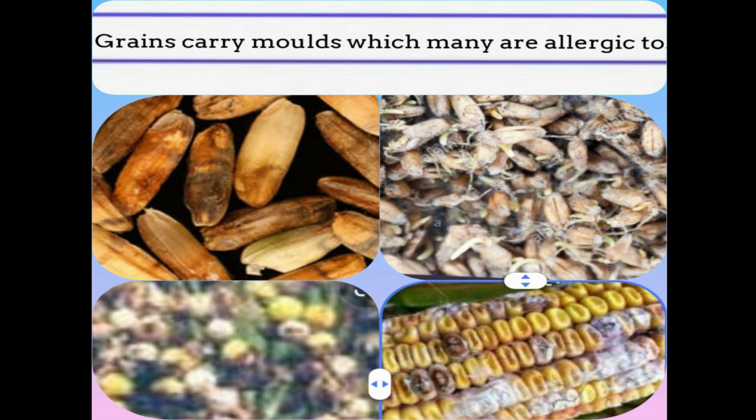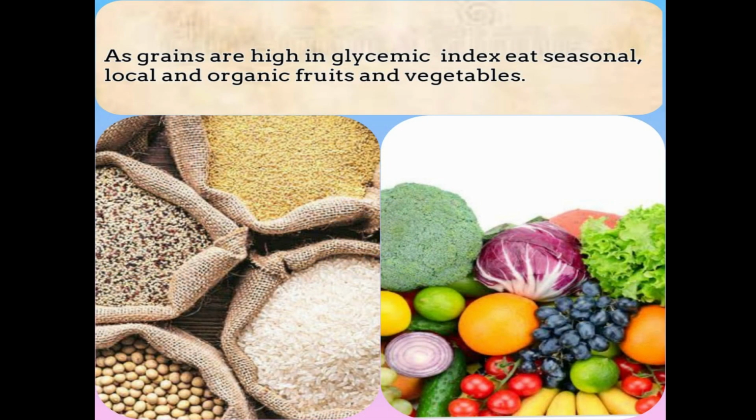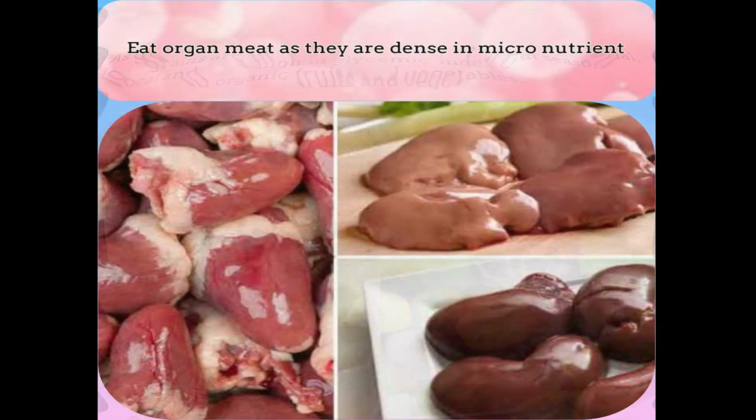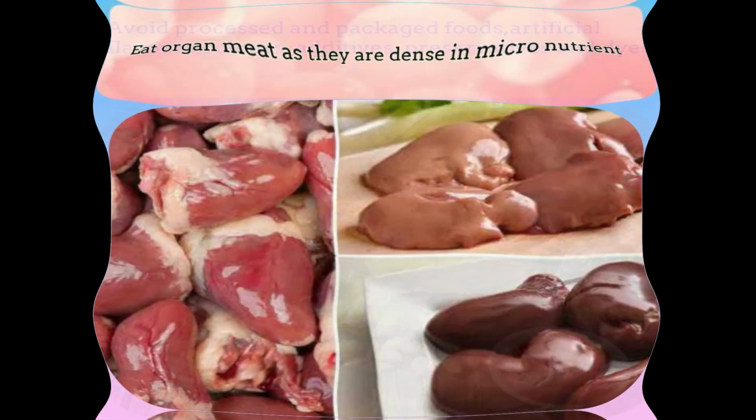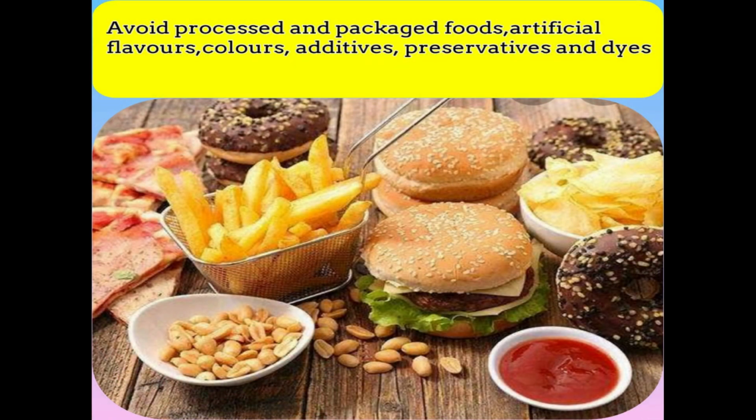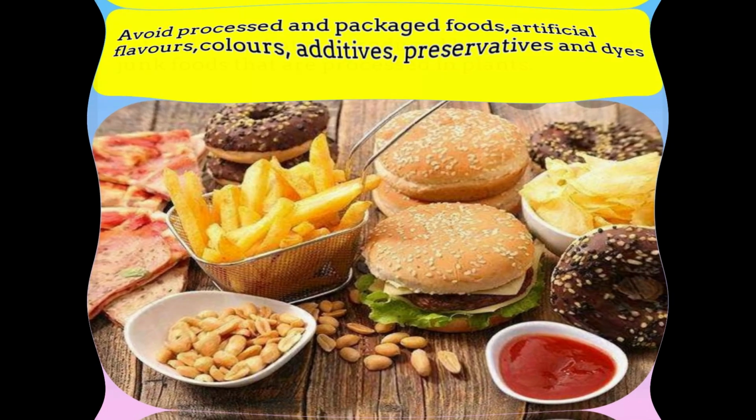One of the main things found in grains is mold. The way the grain is farmed and stored, mold tends to grow, and many are allergic to mold. Instead of grains, which are high in glycemic index, it is beneficial if we eat a variety of vegetables and fruits according to season. Vegetables and fruits provide us with lots of fiber and micronutrients. Organ meat is a micronutrient-dense food, such as heart, gizzard, liver, etc. Eat real food: no processed, no packaged, no dyes, no additives, and no preservatives.